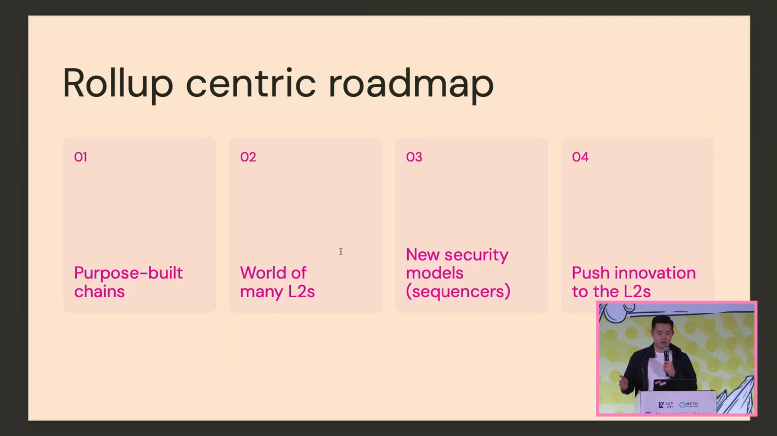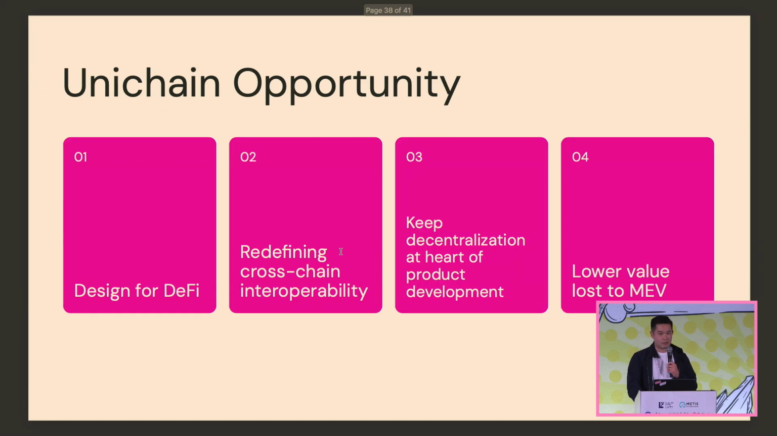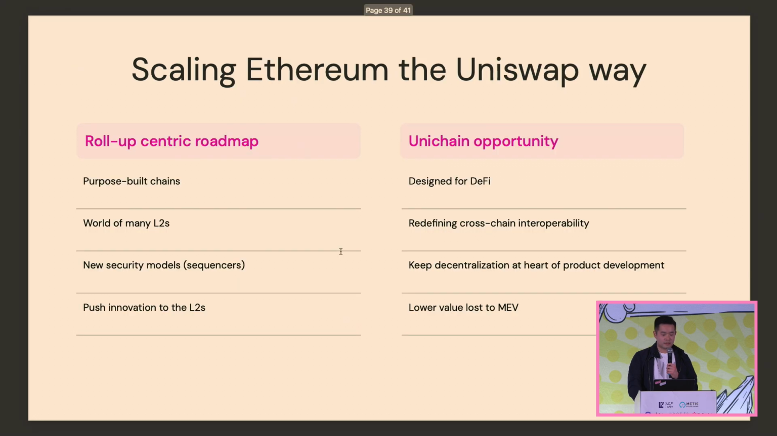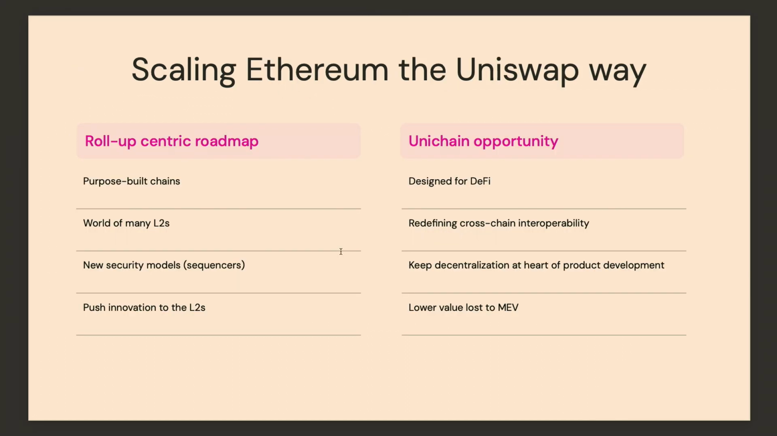So that's the story of Unichain. We saw the roll-up-centric roadmap happening, and there were opportunities to add something new. We saw purpose-built chains, a world of many L2s, new security models, and also opportunities to innovate at the L2 level. And that was an opportunity for Unichain. Unichain is scaling Ethereum the Uniswap way. We're designed for DeFi. We're redefining cross-chain interoperability, keeping decentralization at the heart of product development, and lowering value lost to MEV.